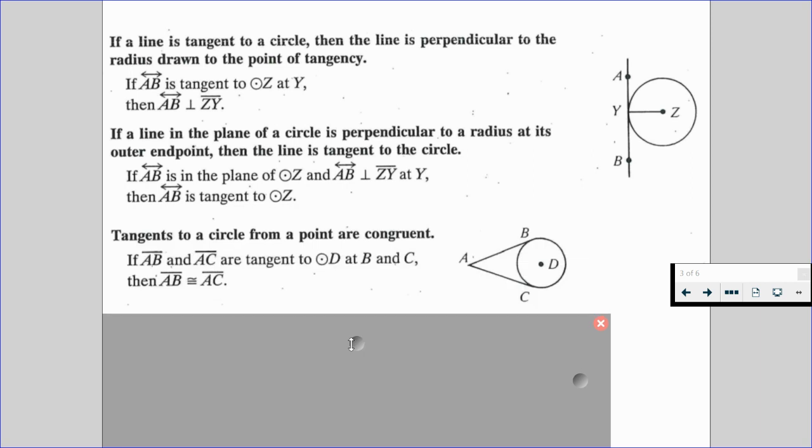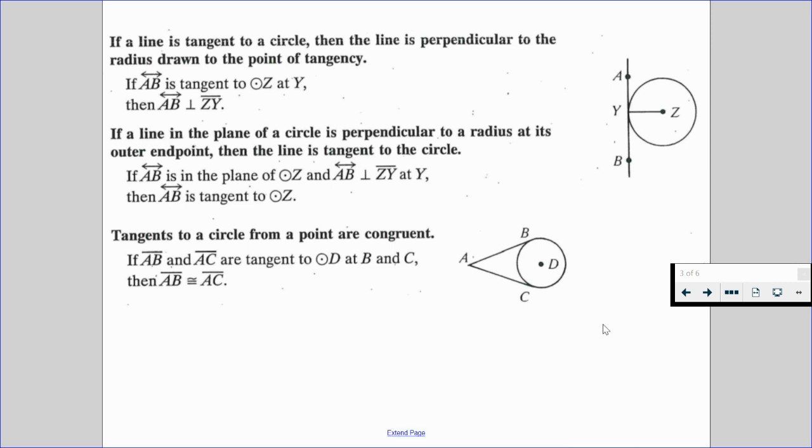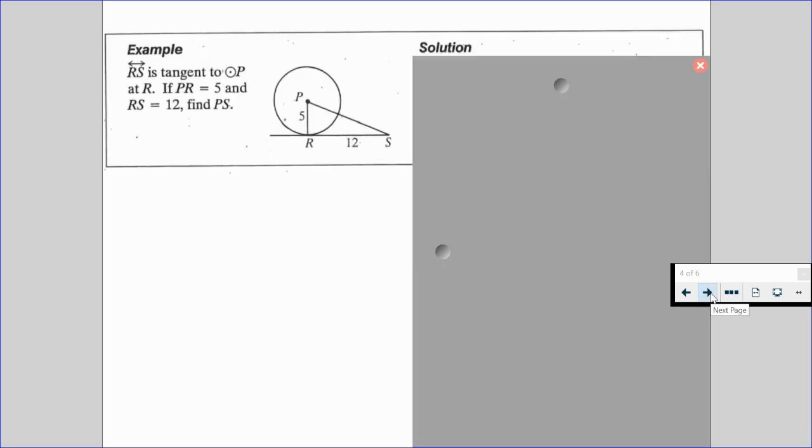And likewise, tangents to a circle from a point are congruent. So if segment AB and segment AC are tangent to circle D at points B and C, respectively, then segment AB is going to be congruent to segment AC. Notice that both segments start at point A, and that's what's in common. We start at point A, go to the same circle, and have points of tangency at point B and point C, so we know that we have congruent segments.